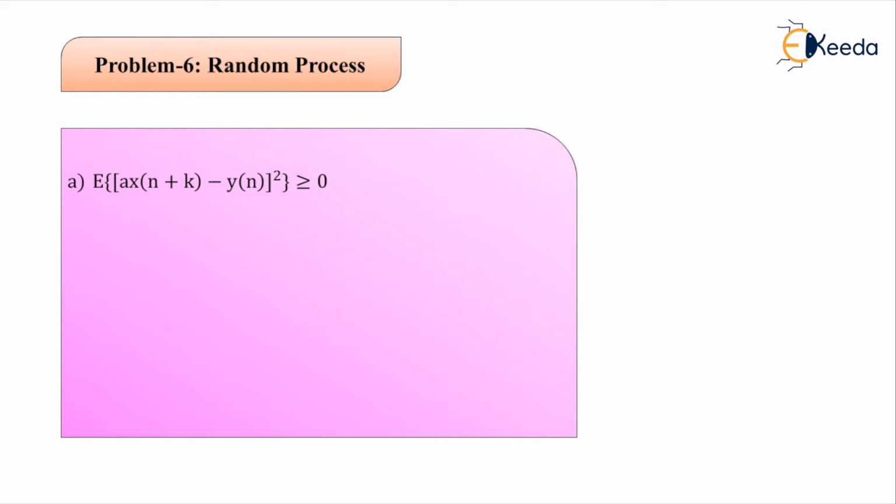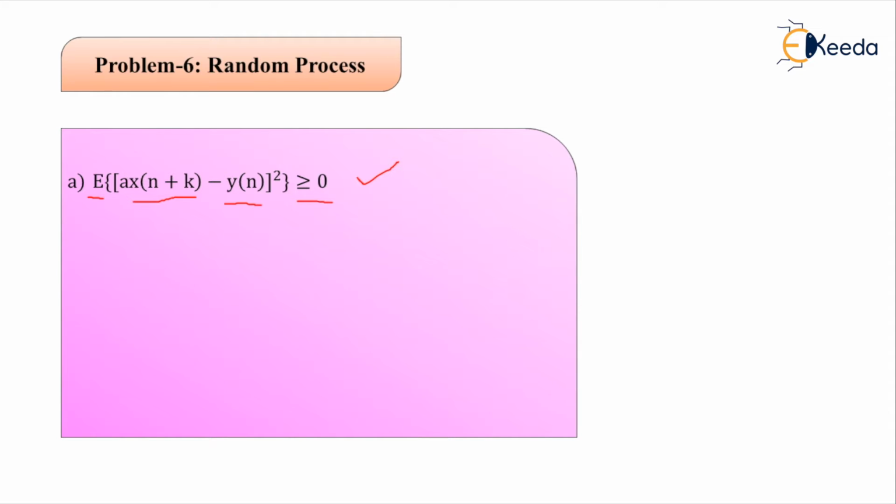In this mathematical relation, we are finding the expected value of the square of the bracket that involves a into x of n plus k minus y of n. As expected value is also called the mean, it is nothing but averaging, and this is squared inside. So this is always non-negative. Therefore we have represented it to be always greater than or equal to 0. So this is the relation we have written from the given details.